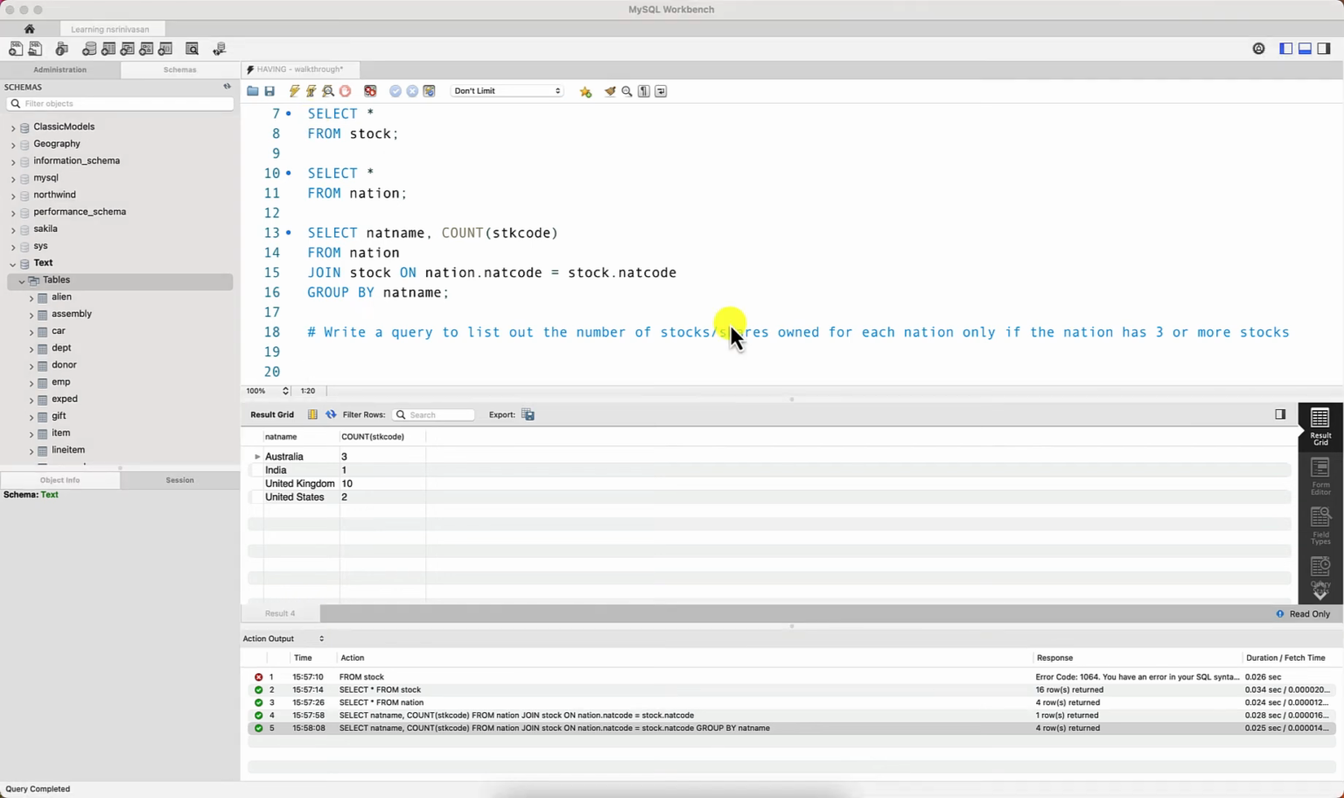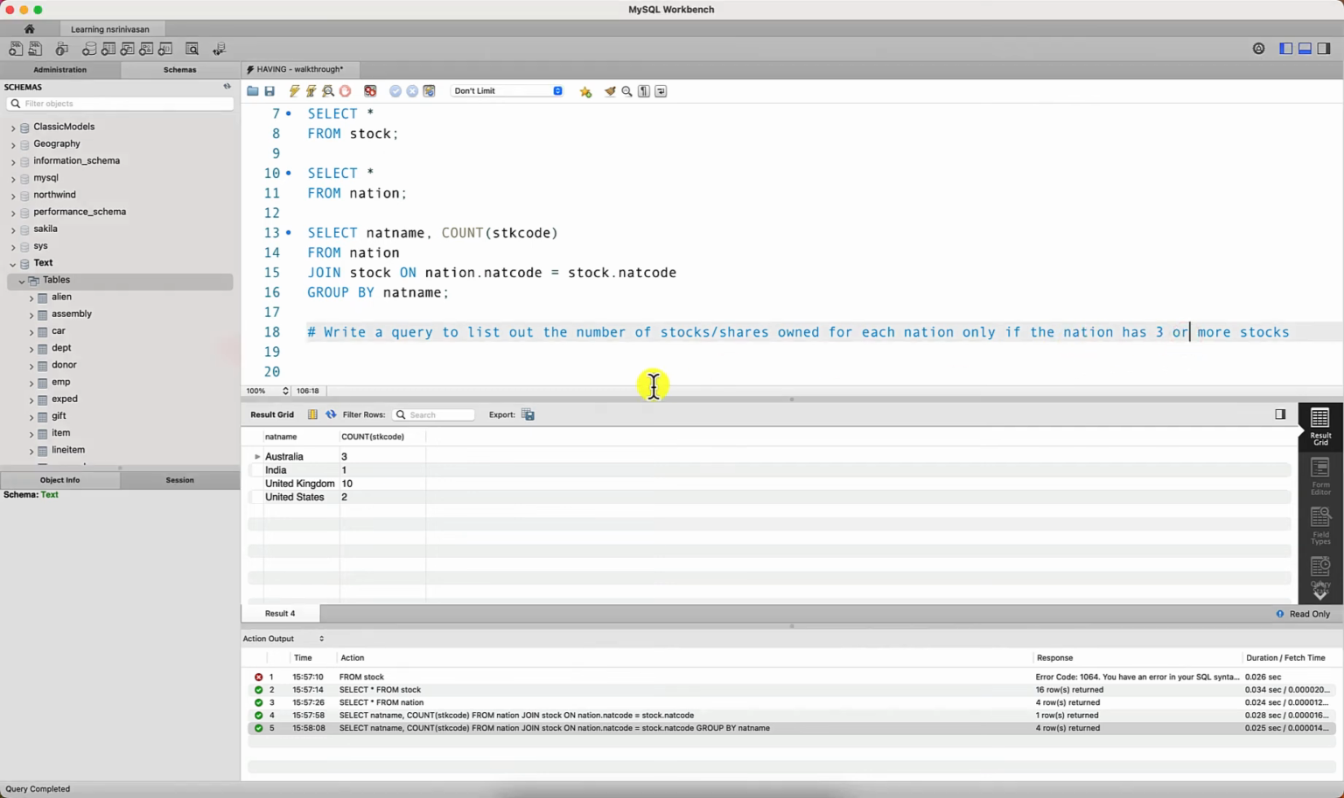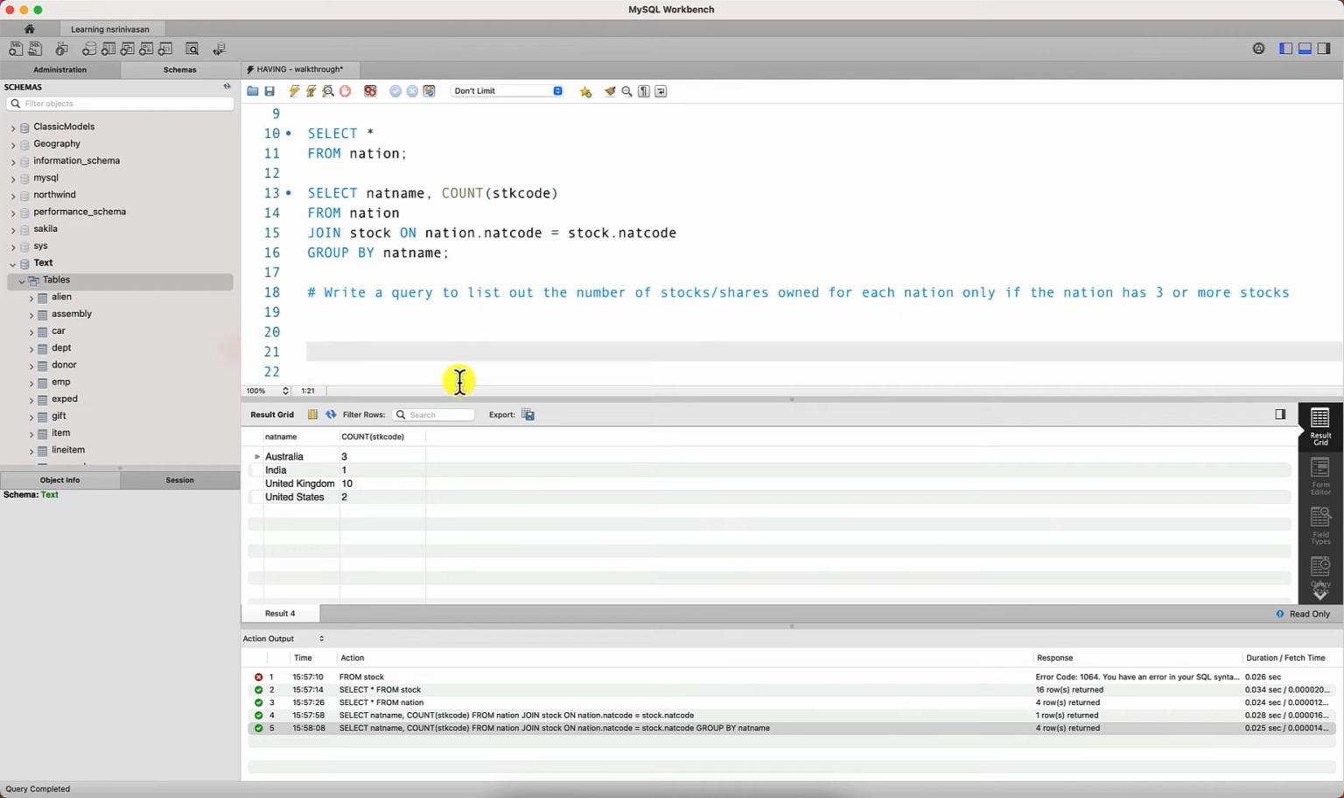This means that in order to answer this question, I need to have another level of filtering. To answer this question, I need to set up a query so that only the 2 records, Australia and United Kingdom, are picked because they meet the criteria for the nation to have 3 or more stocks. So Australia or United Kingdom should be my result. To add that additional layer of filtering, that is the purpose of the having clause.